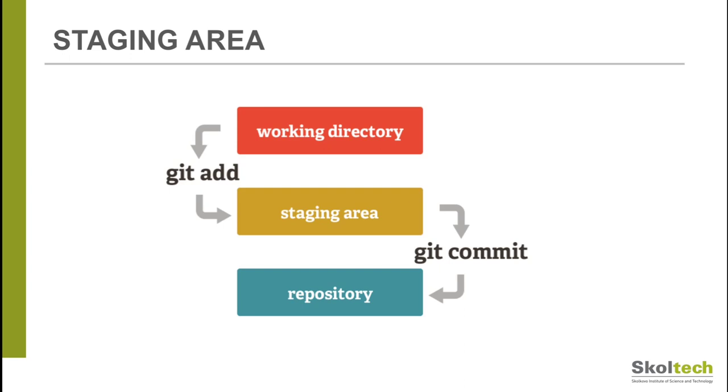So here on the slide you can see you did some changes in the working directory and you can add them to the staging area using the git add command. After that, you commit your changes from the staging area to the repository with the git commit command. After that, you can do everything again to create a new commit from changes you have already made.